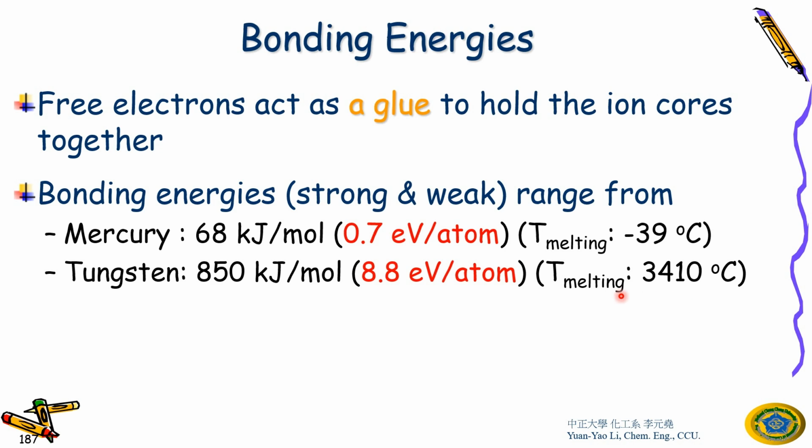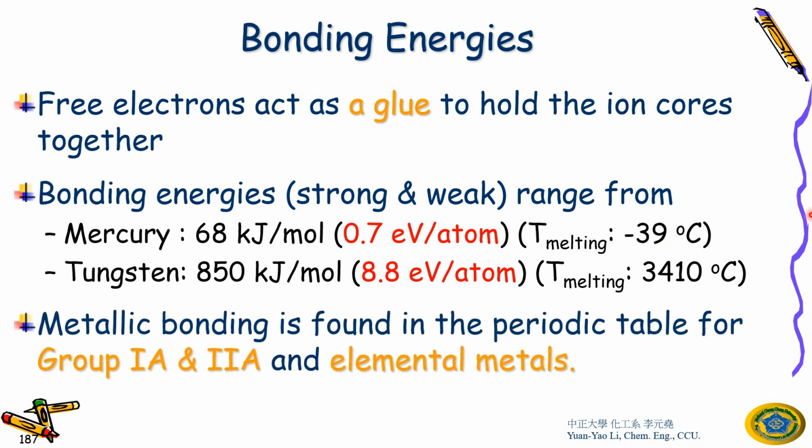So if you have a very high bonding energy, the melting point will be very high. If you have very low bonding energy, the melting point will be very low, right? So metallic bond is found in the periodic table for group 1A and 2A and the elemental metals.